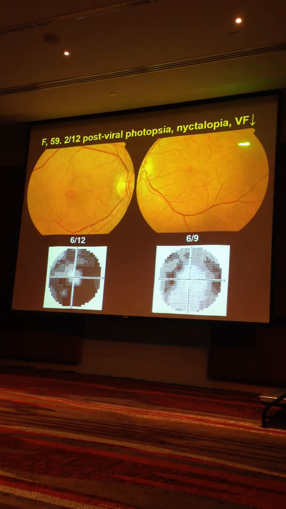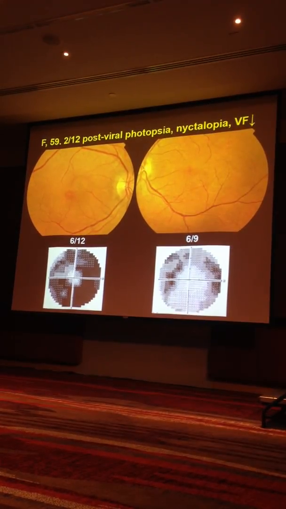Now, this is a patient who came into us. She's 59 years of age. She's got post-viral photopsias and acquired night blindness, and she's got a little bit of fluid in the posterior pole, and she's got very constricted fields. Her history was otherwise unremarkable.